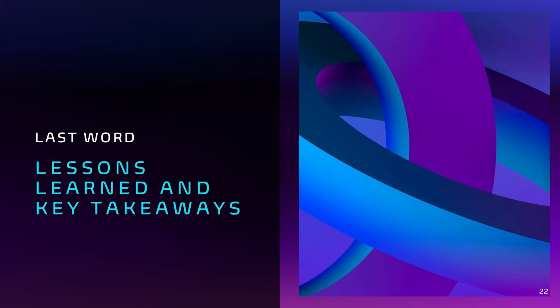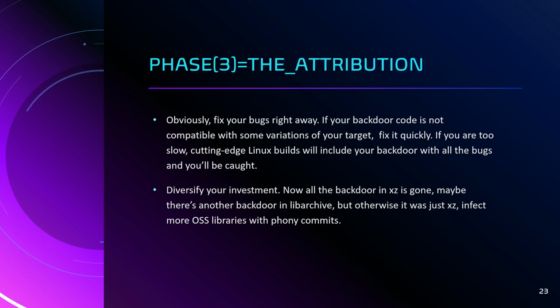I don't know. Lessons learned and key takeaways, right? So obviously, fix your bugs right away. If your backdoor code is not compatible with some variants and some targets, fix it quickly. See, they were late, they were slow, and some cutting-edge Linux build got the code as is, compiled and put it in there in the dev package and released, and then you eventually will be caught. Take your time, properly test it, and test it on as many variants of Linux as possible, or whatever software you're targeting and attacking.